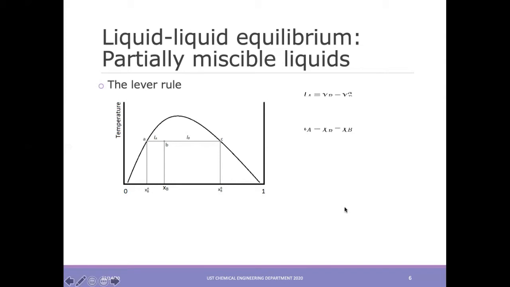So from this graph, the distance L sub A is x sub B minus x sub B, A-rich, and L sub B is equal to x sub B, B-rich minus x sub B. Recall the lever rule, which is used to calculate the ratio of the weights or moles of the two coexisting layers. Thus, the ratio of moles of A over moles of B is equal to L sub B over L sub A. Okay?